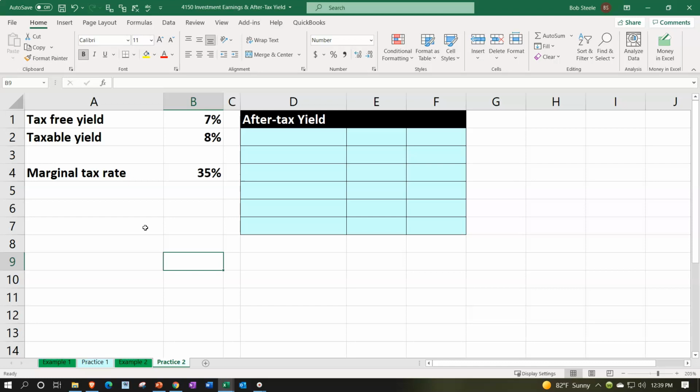So to do that, we would need to have the marginal tax rate. Now that's going to be something unique to you, your marginal tax rate, because remember, we have a progressive tax system. That means that the taxes go up as income goes up.